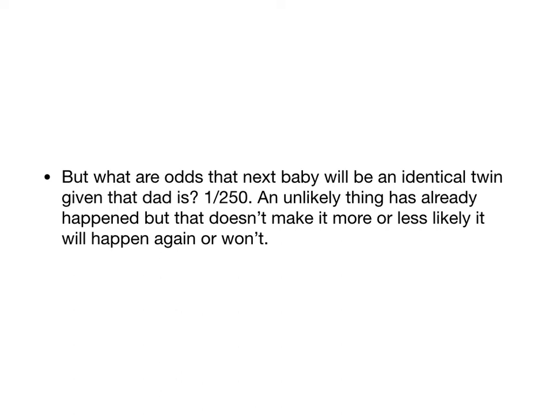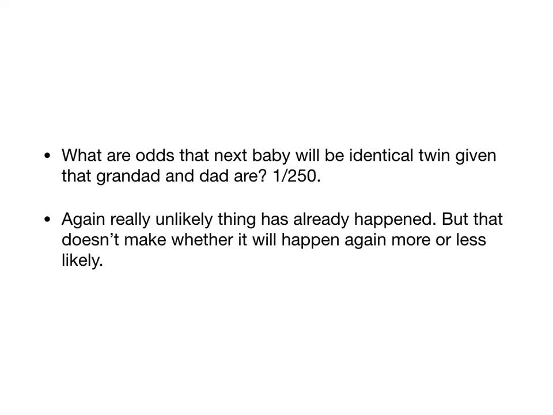They don't change. And the reason is, an unlikely thing has happened, but we've already said these events are independent. The fact that this really unlikely thing has happened doesn't tell us anything about how likely a similar unlikely event is to occur in the future. Doesn't at all. What are the odds that the next baby will be an identical twin given that dad and granddad are? Again, 1 in 250. Again, a really unlikely thing has happened, or actually 2 unlikely things, but they're independent, so that doesn't tell us anything about whether it's more or less likely to happen in the future. The odds are still the same.